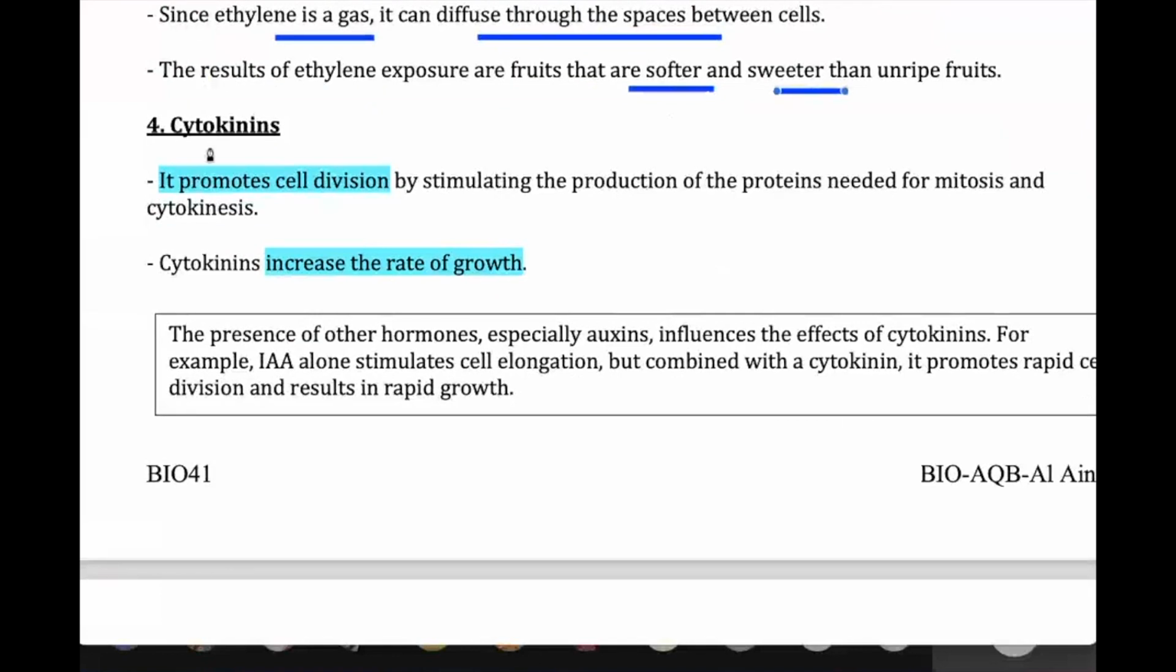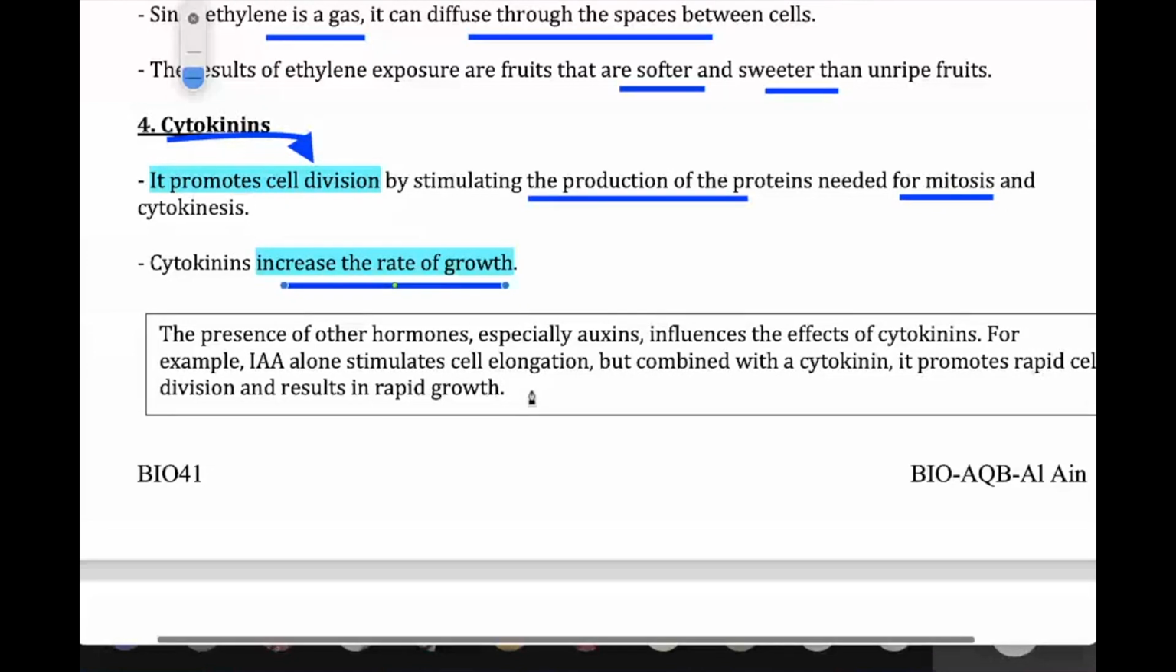Cytokinin is for C, C for cell division. It stimulates the production of the proteins needed for mitosis. Mitosis is a type of cell division, so it increases the rate of growth.